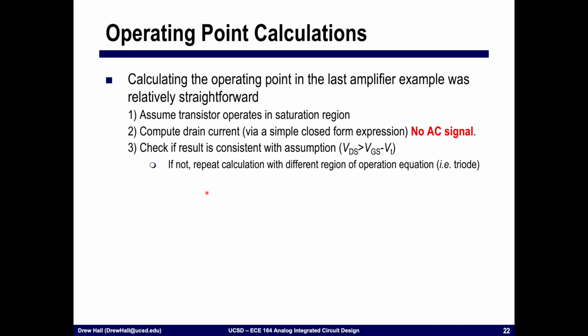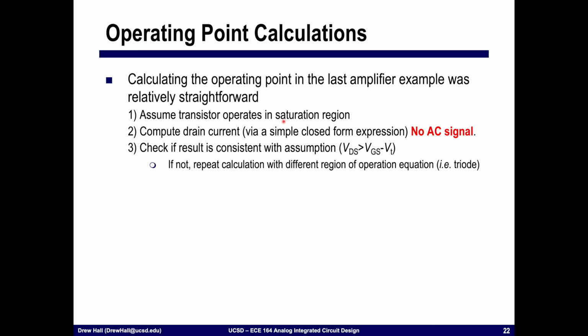Third, we have to go back and check that our result is consistent with our assumption. That is, given that I made this assumption, did the result that I got when I computed the operating point match this assumption? If it doesn't, then I have to pick a different region of operation and repeat this. I.e., if the transistor was actually in triode, I would get that the VDS essentially would not match the condition that I need for it to be in saturation.